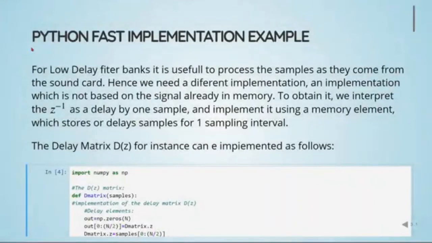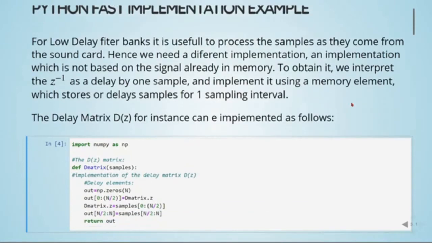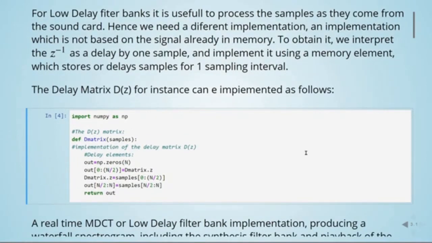For low delay filter banks, it is useful to process the samples as they come from the sound card. Hence, we need a different implementation, one which is not based on the signal already in memory. To obtain it, we interpret the z to the power of minus 1 as a delay by one sample and implement it using a memory element which stores or delays samples for one sampling interval. So the delay matrix D of z, for instance, can be implemented as follows in Python.